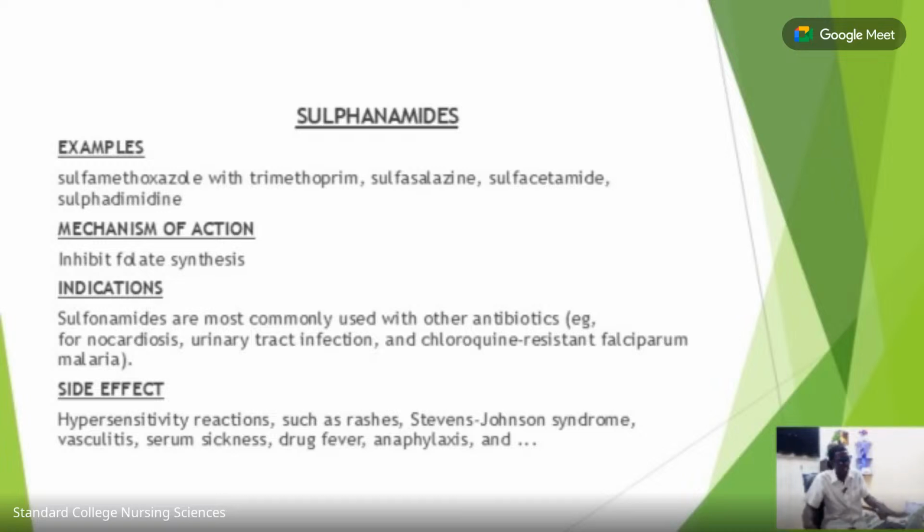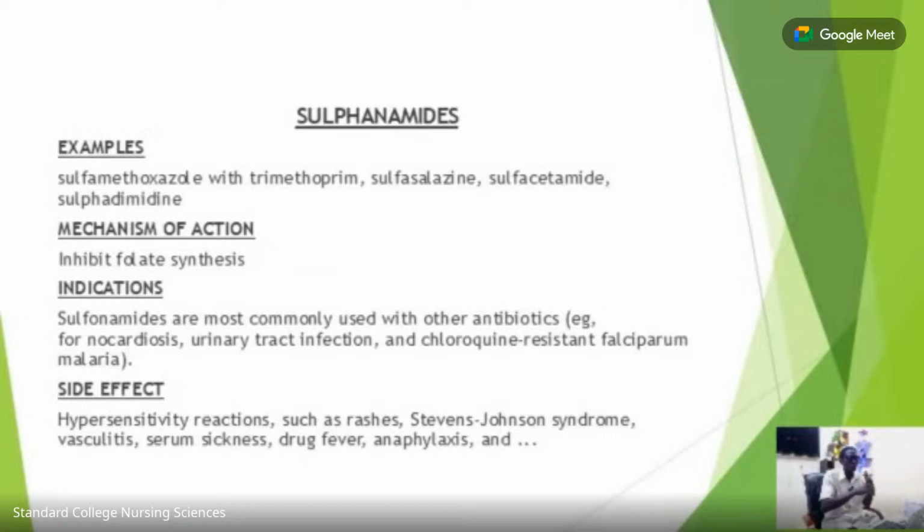You can see here, some of the information I want, like mechanism of action, is general. I've already written it here. Indications, I've already written the indications. Side effect, I've already written it. Then what you need to add to this information now is the dosage and the route of administration. If it is given IV, if it is given IM, if it is given oral. That is another information I want you to go and look for.